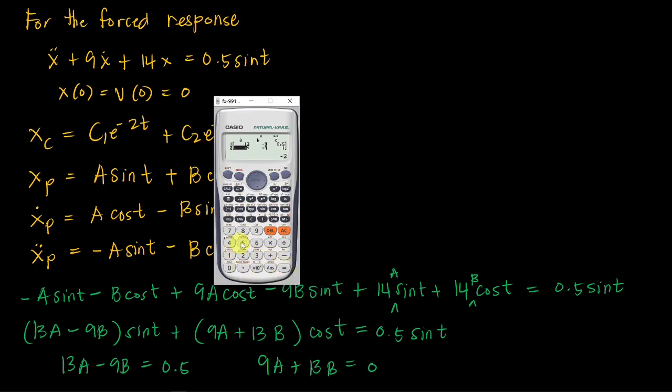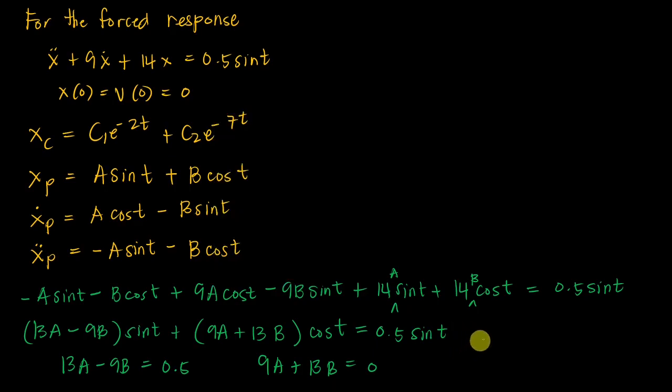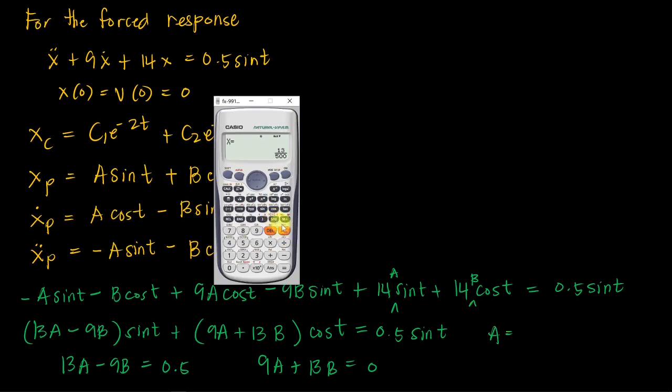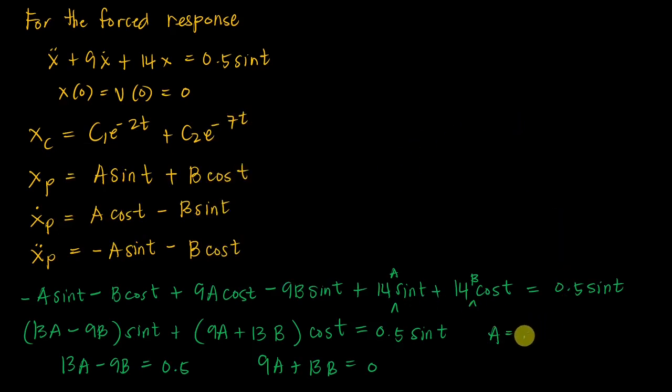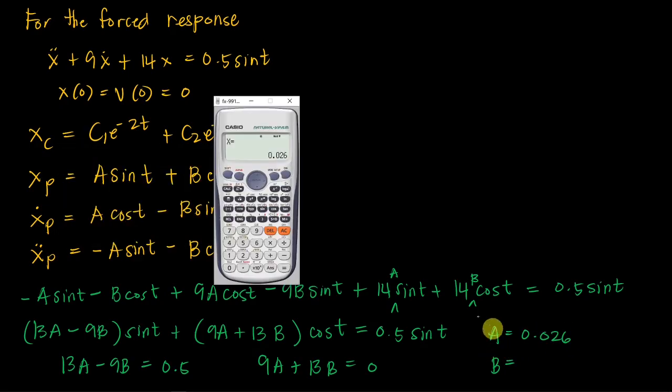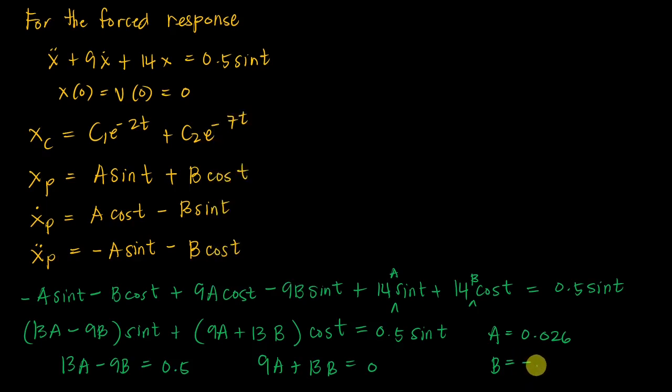Second equation, 9, 13, and 0. So finally, we now have the values of A and B. What is the value of A? Here, A equals 13 over 500, which is 0.026. And for the value of B, that's negative 0.018.